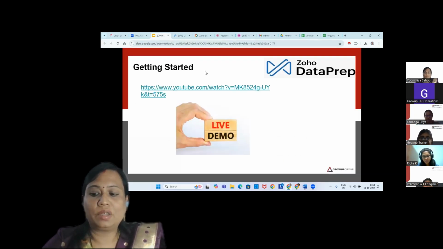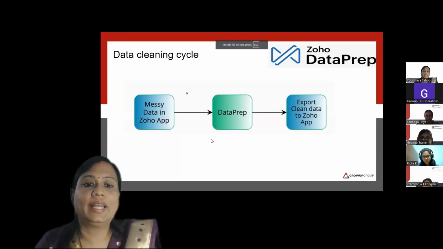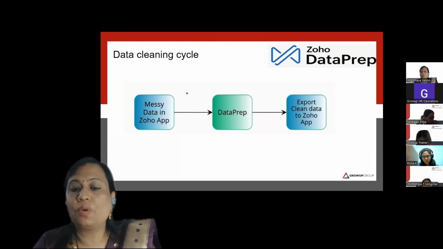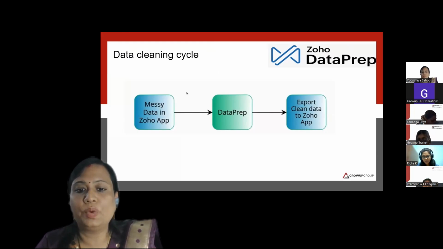So next we will conclude. This is the data cleaning cycle, how data is cleaned. Messy data in the Zoho app, then it goes to the data preparation mode, then the data preparation gives us an export of clean data to the Zoho app. What is the final product of that? So this is the process of how raw data can become expert data.